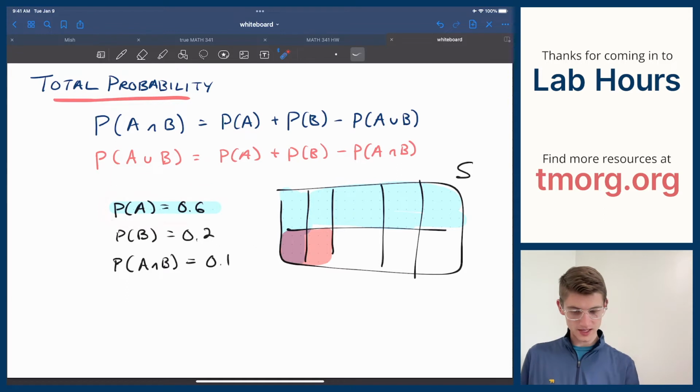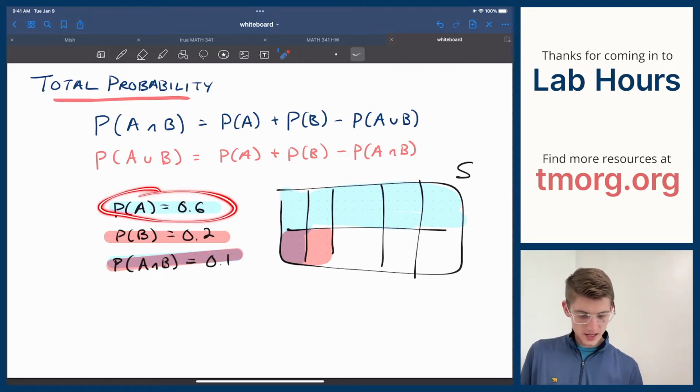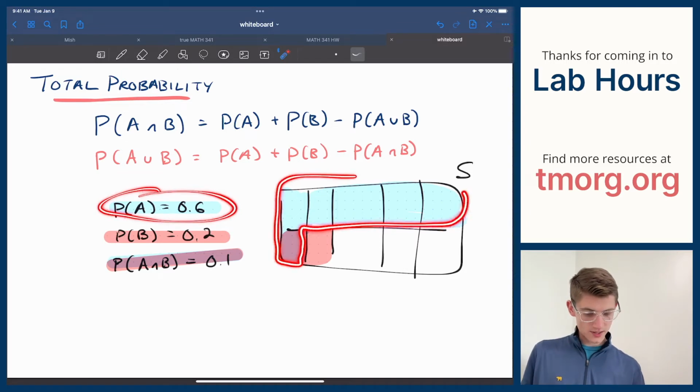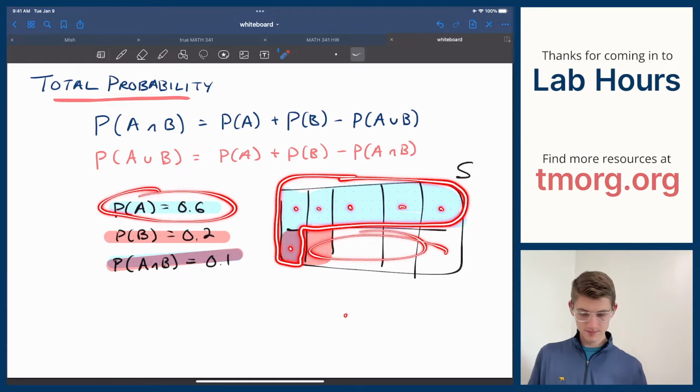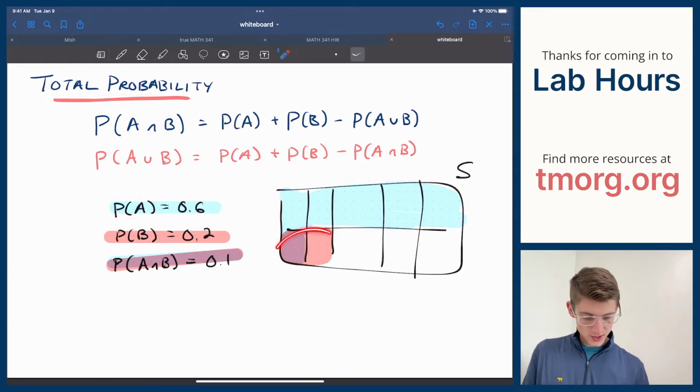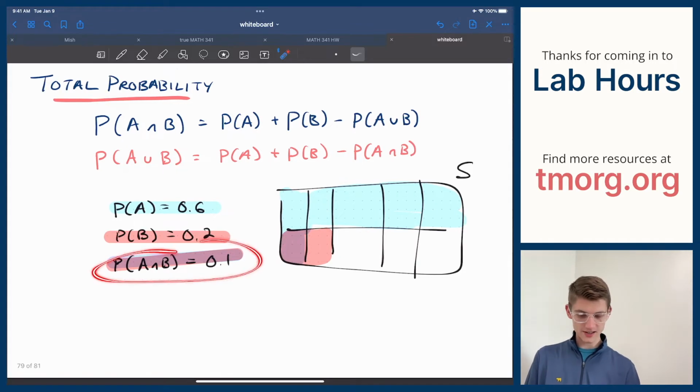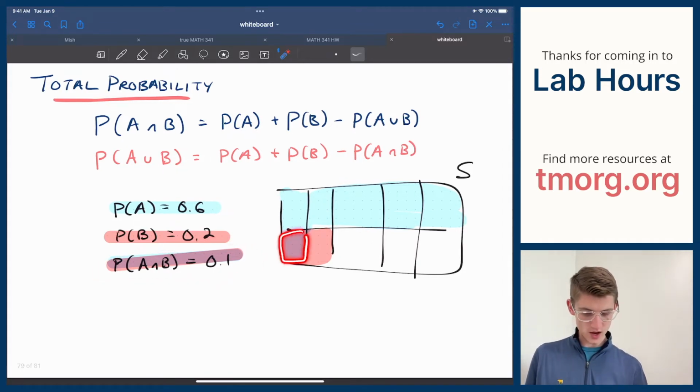Probability of A is equal to 0.6. Probability of B, and then the probability, of course, of A intersect B is just going to be wherever those touch, right? So, again, I can point out to you, assuming these boxes are equal, the probability of A is 0.6. 1, 2, 3, 4, 5, 6 out of the 10 boxes. The probability of B is 0.2. We have 2 boxes out of the 10, of course. And then the probability of A intersect B is 0.1. Just 1 out of the 10 boxes, of course, right?